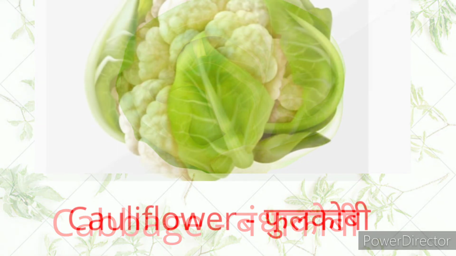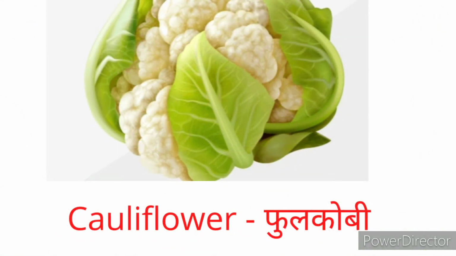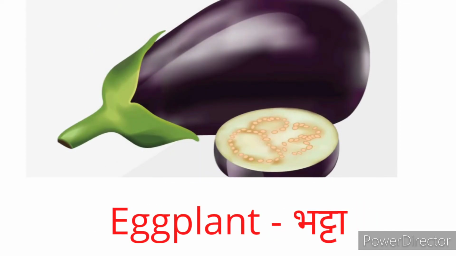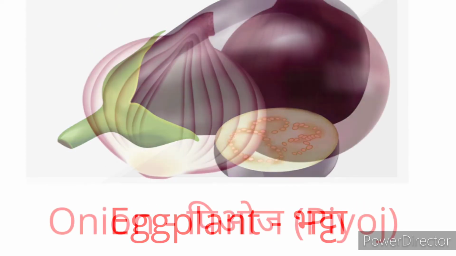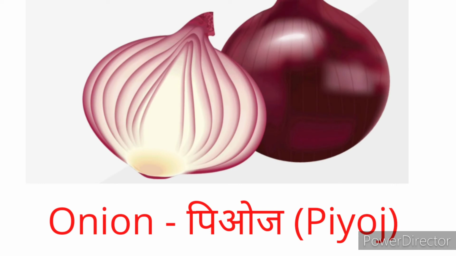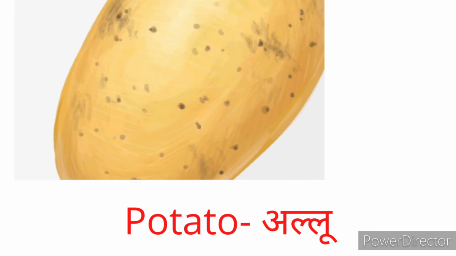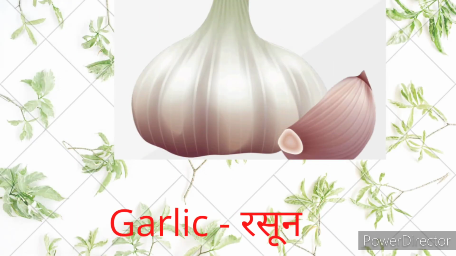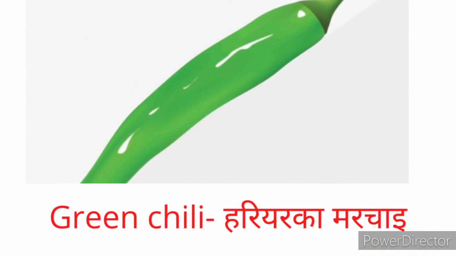Cabbage, bandha gobi. Cauliflower, phul gobi. Eggplant, bhatta. Onion, प्याज in Maithili. Potato, allu in Maithili. Ginger, adi in Maithili. Garlic, rasun, quite similar to Bengali and Assamese. Green chili, हरियरका marchai in Maithili.